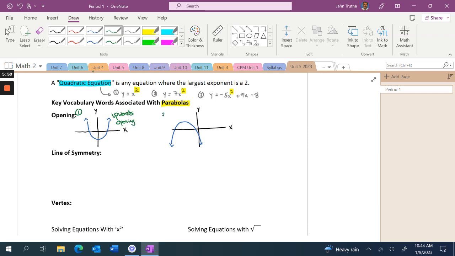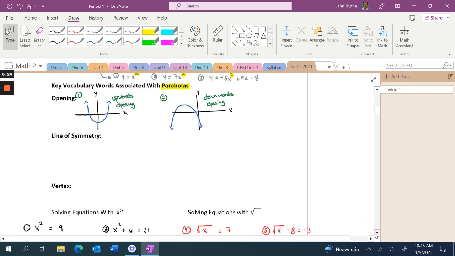In example 2 here, this would be a parabola with a downwards opening. Okay, and the reason why it is called having a downwards opening is because if you look, the arrows are pointing down. All right, so we have parabolas. They will have an upwards opening or they will have a downwards opening, always. They will never have a sideways or a right or a left opening. So we have an upwards opening, and we have a downwards opening of a parabola.